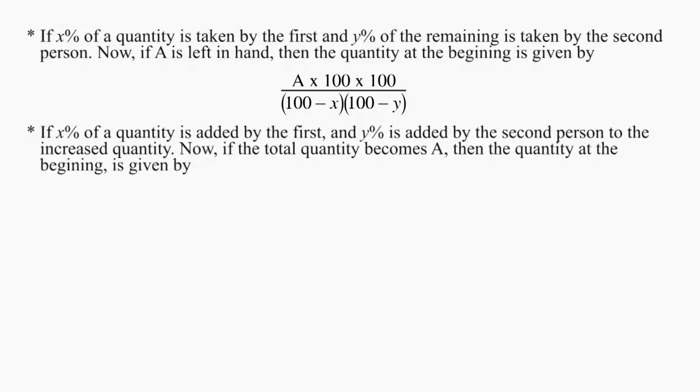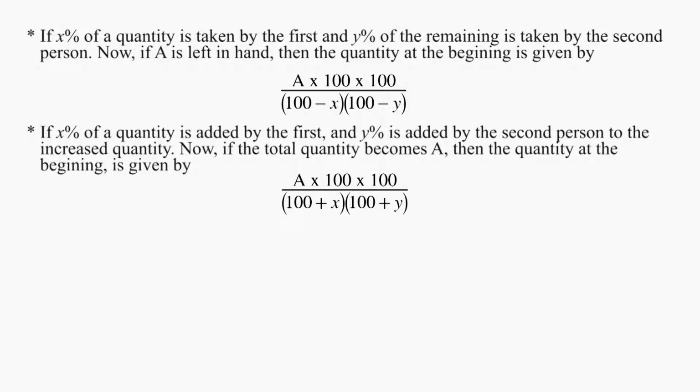Alternatively, if X% of a quantity is added by the first, and Y% is added by the second person to the increased quantity, now, if the total quantity becomes A, then the quantity at the beginning is given by A into 100 into 100, by 100 plus X, into 100 plus Y.